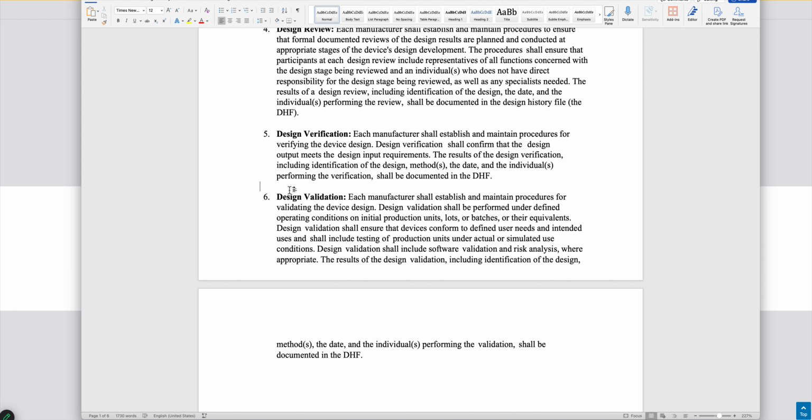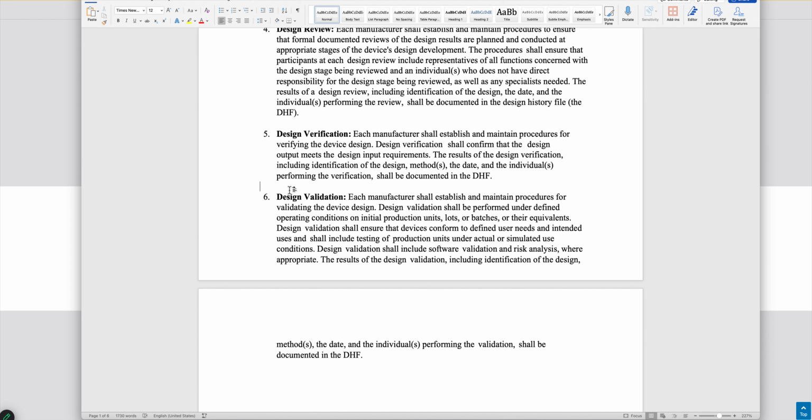Here, each manufacturer shall establish and maintain procedures for verifying the device design. Design verification shall confirm that the design output meets the design input requirements. The results of the design verification, including identification of the design, methods, the date, and the individuals performing the verification, shall be documented in the device history file, or DHF. Now we understand that even before starting to make a device, we have to have a team looking into the requirements from the patients, from healthcare providers, from the market, in order to make a design.